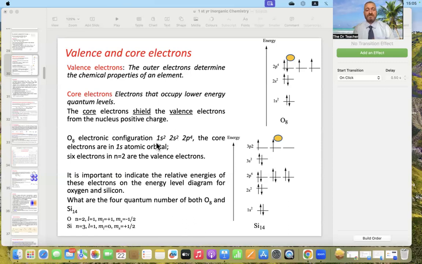So the nucleus is positive charge. For the oxygen, the monatomic oxygen, it has 8 protons. And outside are 8 electrons. 2 of them are the core electrons. The other 6 are the valence electrons. It is important to indicate the relative energies of these electrons on the energy level diagram for oxygen and silicon.